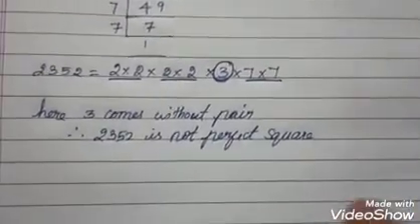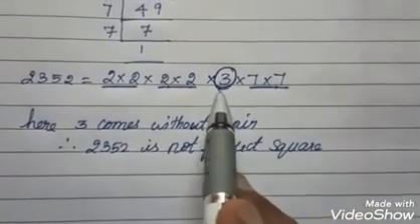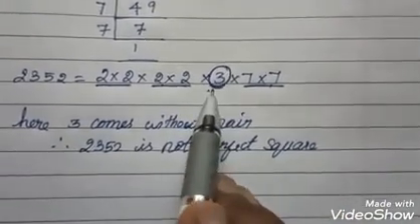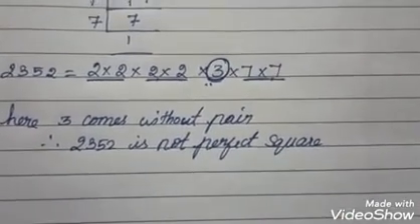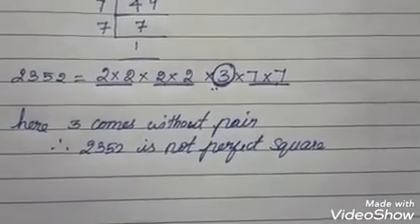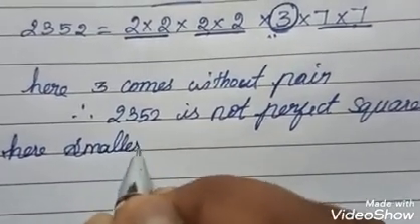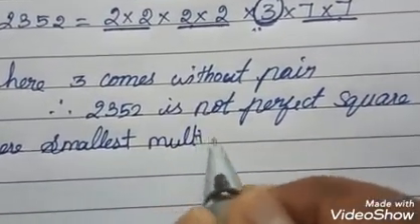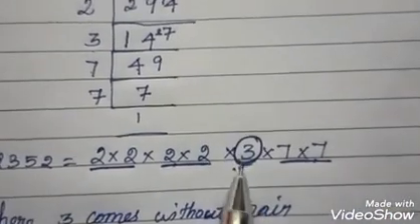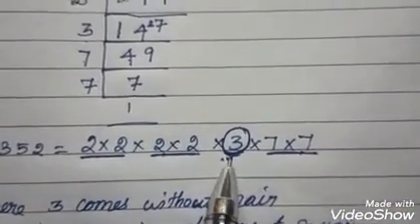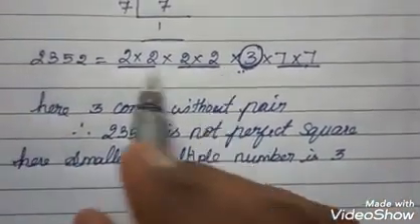So here 2 is a pair and 2 is a pair, and 7 has a pair, only 3 does not. So if you multiply with the 3, you get a pair. If you multiply by 3, you get a pair. So what is the smallest number? So here the smallest multiple number is the one which doesn't have a pair. So 3 does not have a pair, so the smallest number is 3. Just you multiply on both sides.